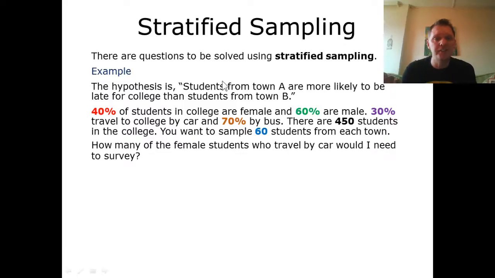So my hypothesis: students from Town A are more likely to be late for college than students from Town B. 40% of the students in the college are female, 60% are male, 30% travel by car, 70% by bus. There are 450 students in total in college. I want to sample 60 students from each town. So if I was looking specifically at each town, at how many female students would travel by car, I can actually work out how many of these I need to survey.